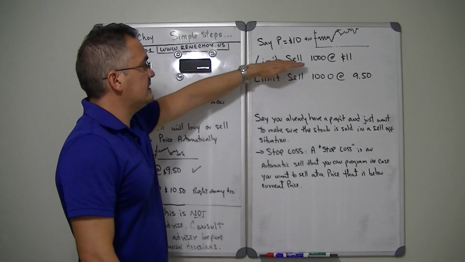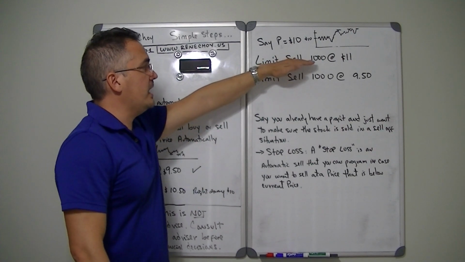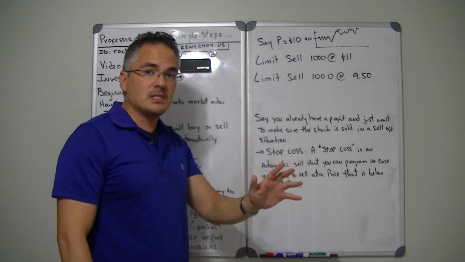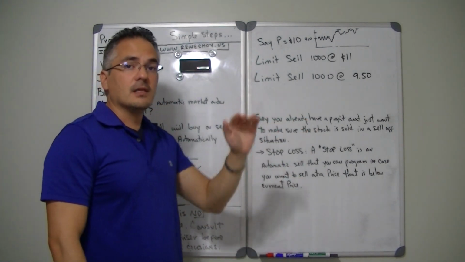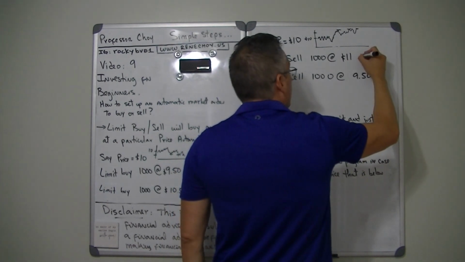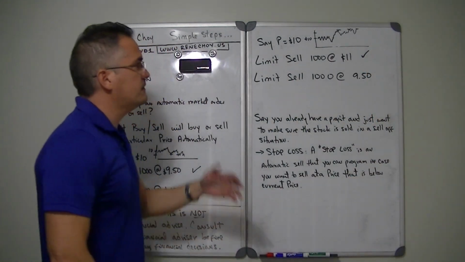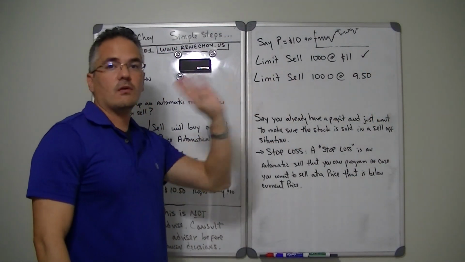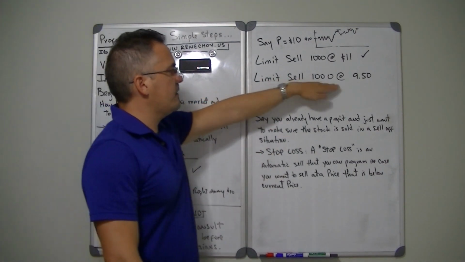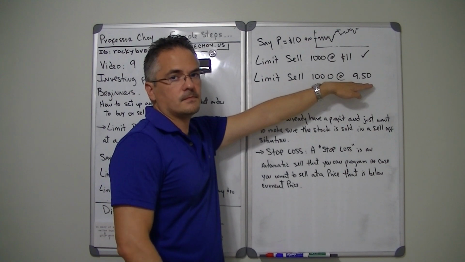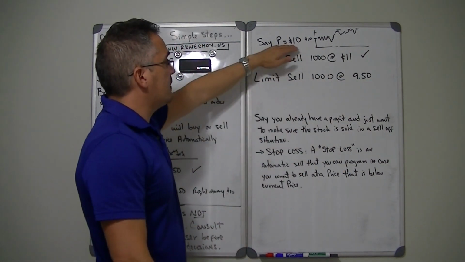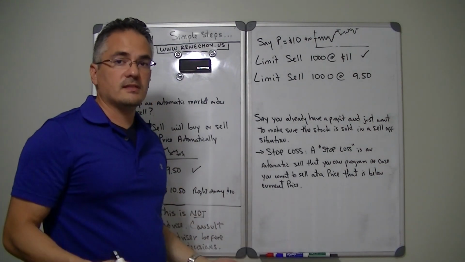So the limit sell is a type of order that you would put to automatically sell at a particular price higher than the current price. This is the one you want to use if you just want to say, well, I have it now, and if it gets to 11, then I'm out. Now let's say you put a limit sell of 1,000 at 9.50. If the price right now is 10, it will execute immediately.